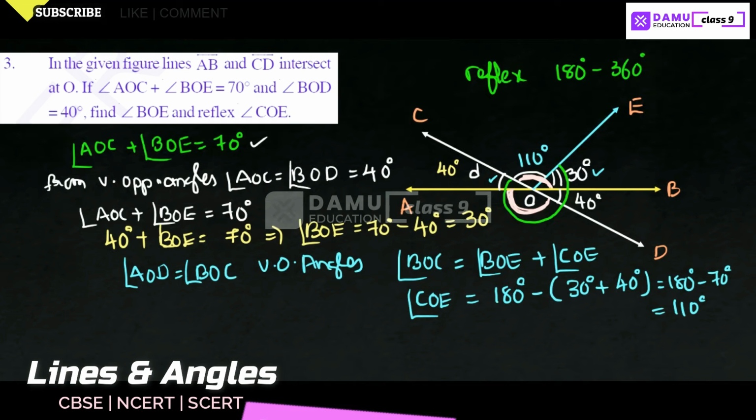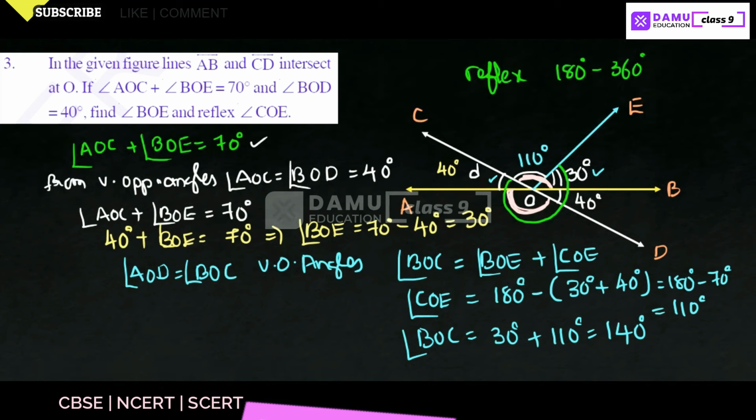Then angle BOC will be equal to angle BOE plus COE. Angle BOE we already know is 30 degrees. Angle COE we have calculated as 110 degrees. Then what will you get? 140 degrees. That means angle BOC we have calculated, and angle BOC and angle AOD are equal. So angle AOD will be equal to 140 degrees.